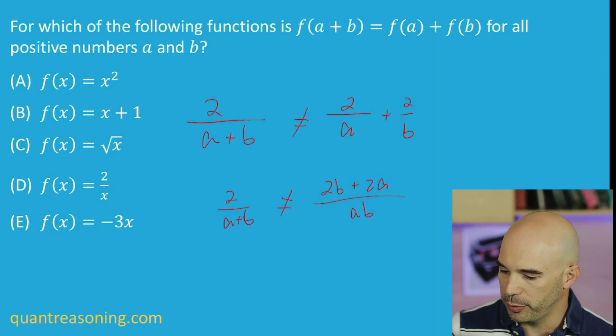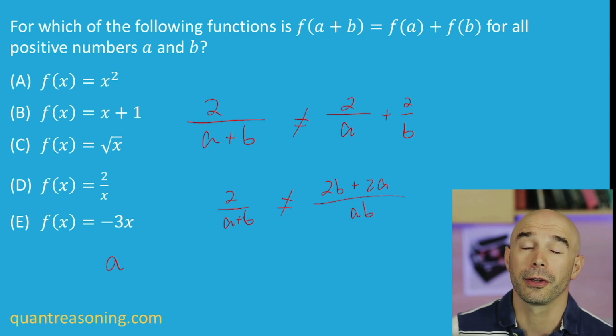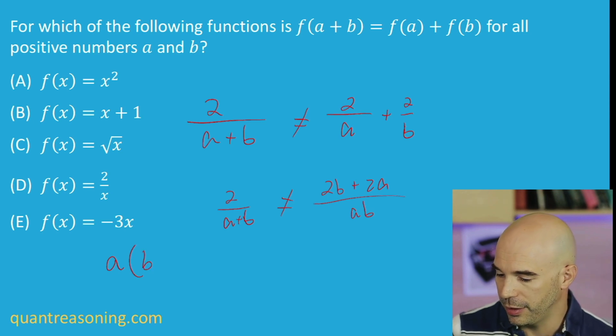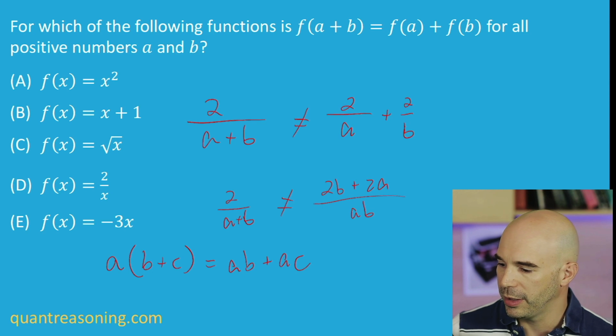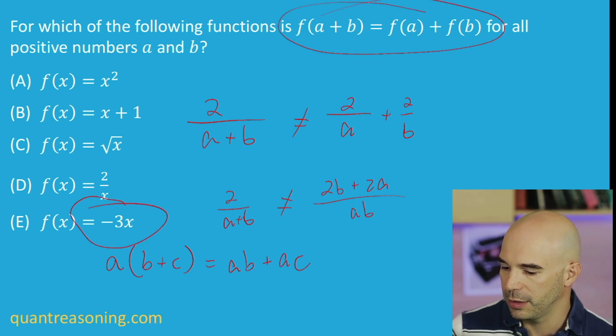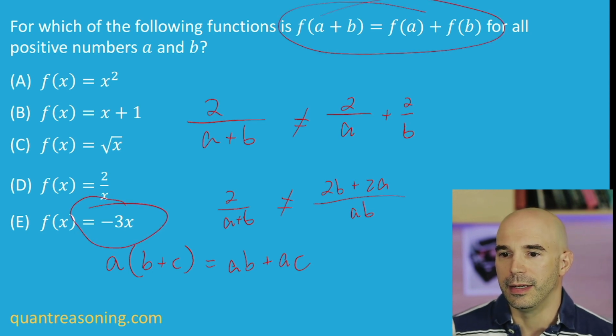This is the distributive property that we learned in grade 3, I think. Right? That a times (b plus c) is ab plus ac. It's the distributive property of multiplication. That's really what they're testing here. And that's how I think it is possible to solve it at a glance.